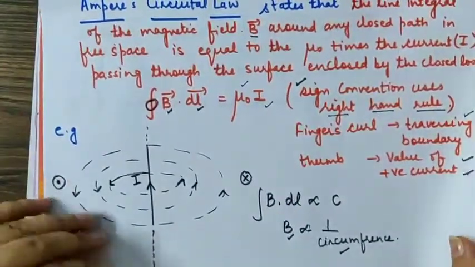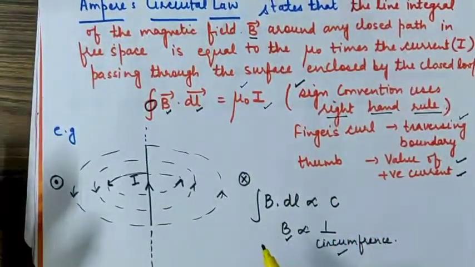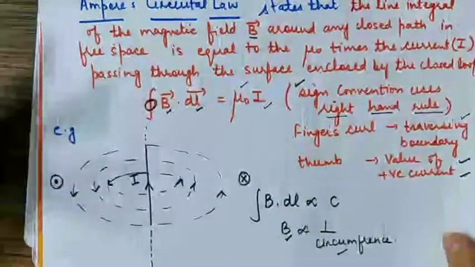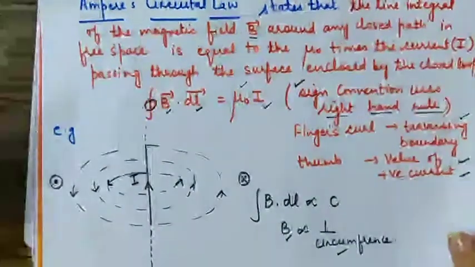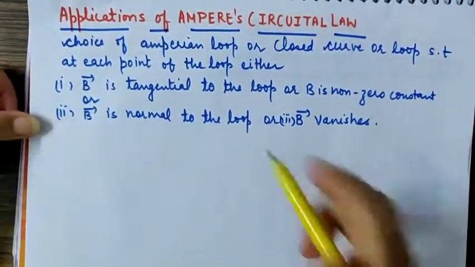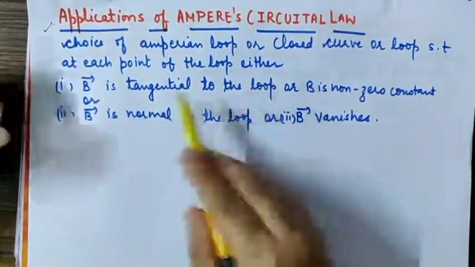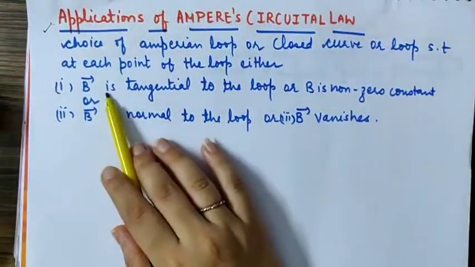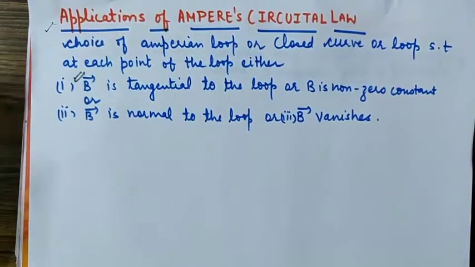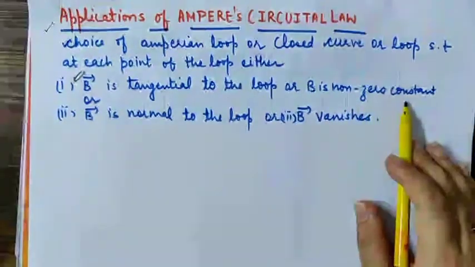Now quickly discussing the loop that we have to take, because it is a law, so we have to apply it on different figures. First we would choose the Amperian loop. So how should the choice of Amperian loop be? While applying it in applications, the Amperian loop should, number one, be chosen such that the magnetic field is tangential to the loop. Mostly in our applications we take this case. Or the magnetic field can be a non-zero constant there.